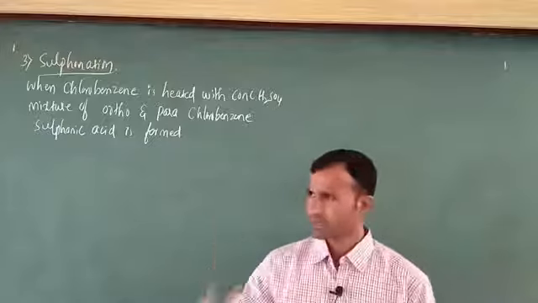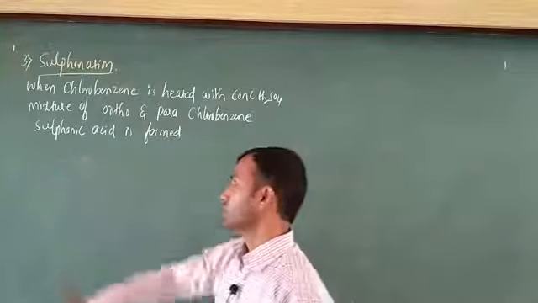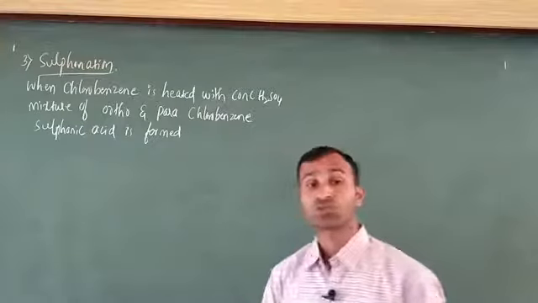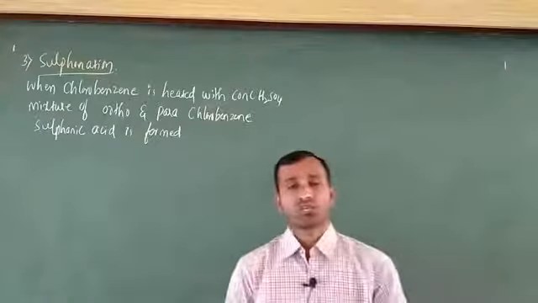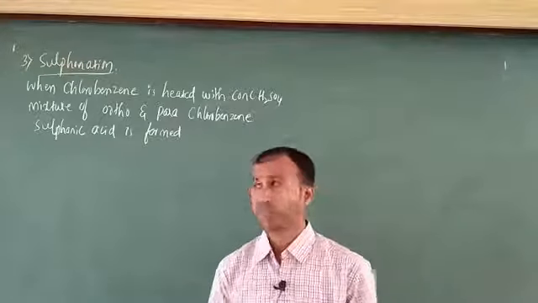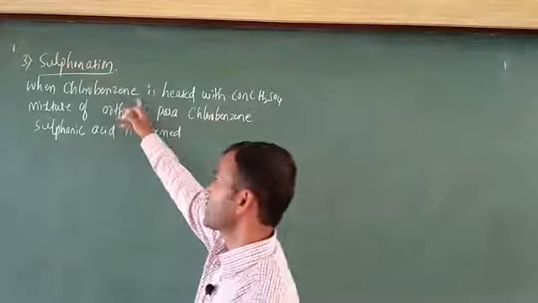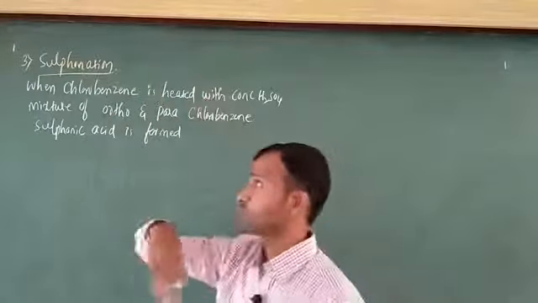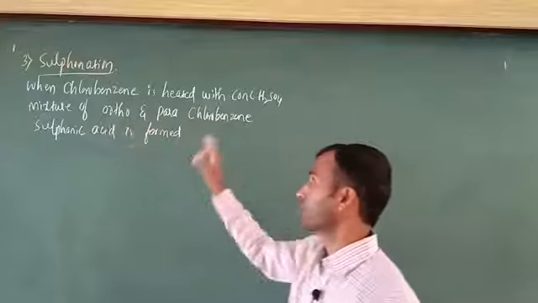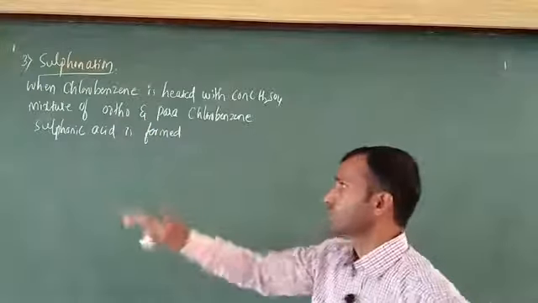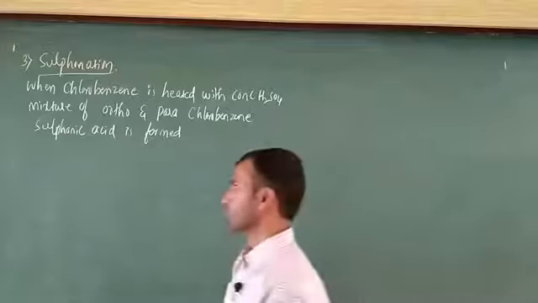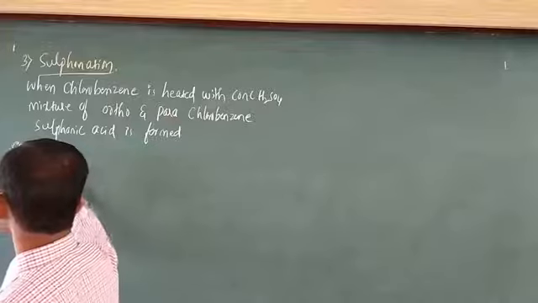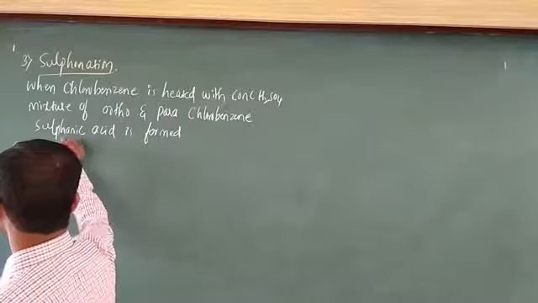The next one is sulfonation. Sulfonation means there is a generation of the SO3H electrophile. SO3H electrophile indicates sulfonic acid. Here, the starting material must be the same: when chlorobenzene is heated with concentrated H2SO4, a mixture of ortho and para chlorobenzene sulfonic acid is formed. Let me consider an example, taking the same starting material, chlorobenzene.